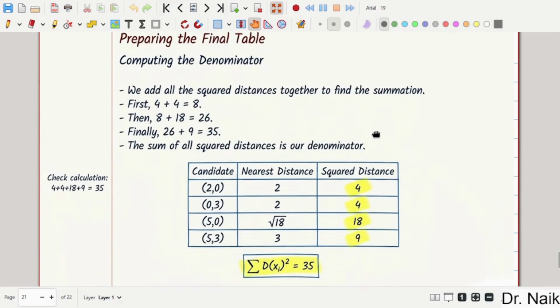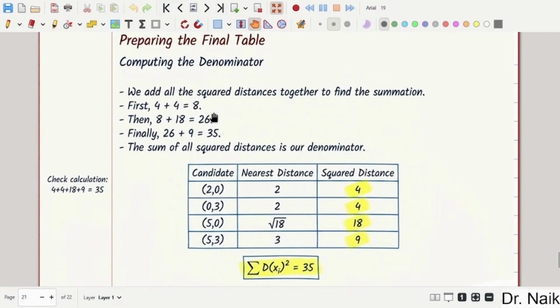Now prepare a final table where all the squared distances are put together to find the summation. So 4 plus 4 is 8, 8 plus 18 is 26, and 26 plus 9 is 35. So the summation of all squared distances is equal to 35.